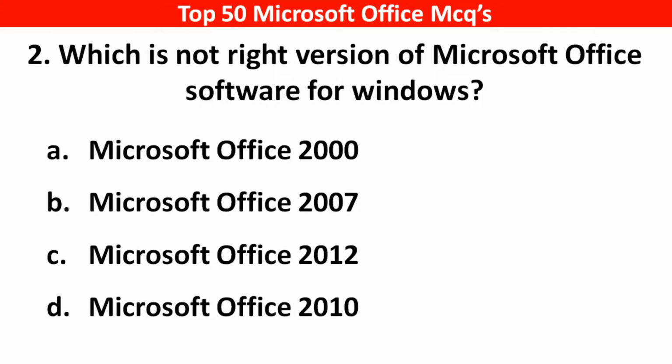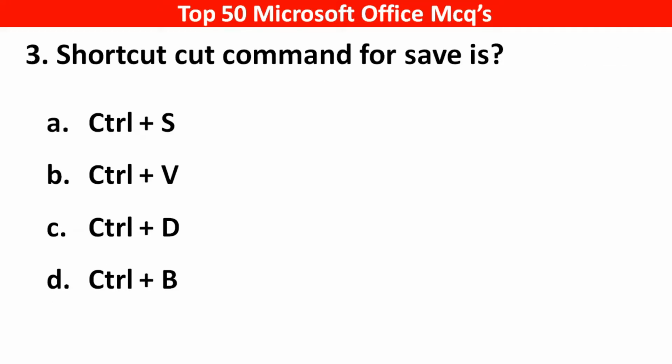Next question, which is not right versions of Microsoft Office software for Windows? Right answer is option C, Microsoft Office 2012. Next question, shortcut command for save is. Right answer is option A, Control plus S.